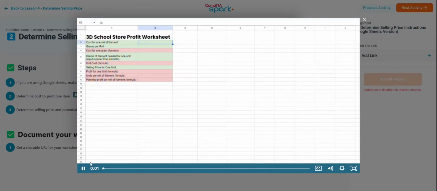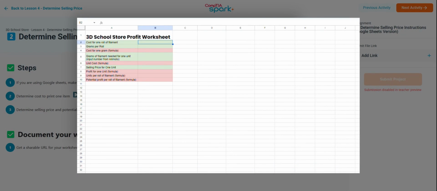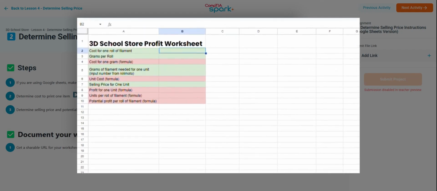In this video, we are going to explore product costs and the potential profit you can make from selling your 3D printed items by using a spreadsheet. Once we are in our spreadsheet, we will see that there are some cells that are filled in already and some cells that we will fill in.